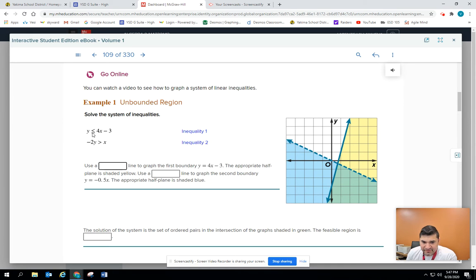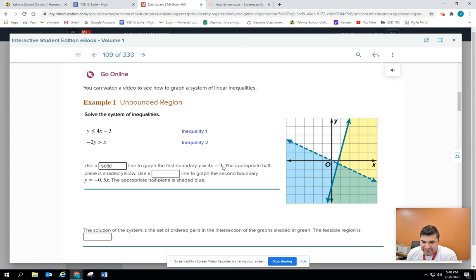And anytime you see an equal sign, for example, this one, or even this has an equal line, you will use a solid line. That means it includes that line, that it can be equal to this, or it can be less than or greater than, whatever is stated. Here it says less than or equal. So it can be these points on the line. Therefore, this line is going to be solid. So use the solid line to graph the first boundary, y equals 4x minus 3.